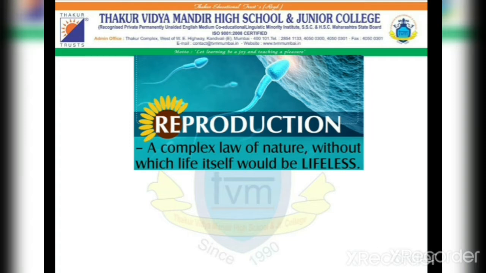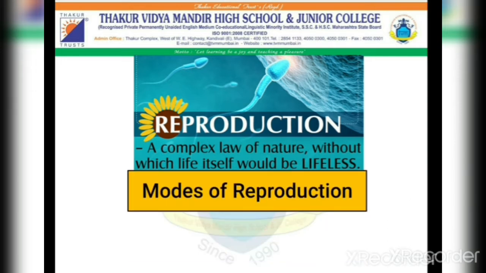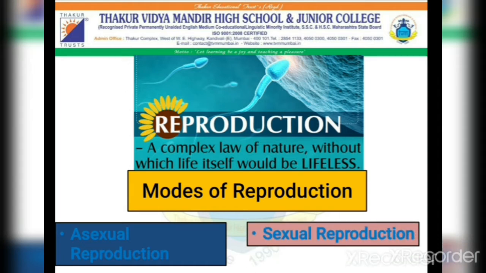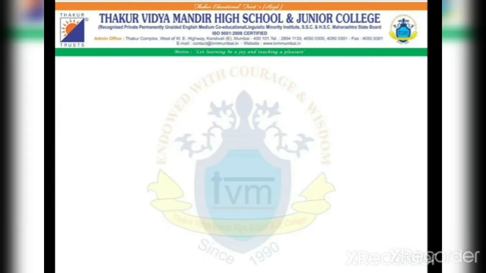And this reproduction is carried out in different ways which are called modes of reproduction. We have these two modes of reproduction which are used in all organisms. First is the asexual mode of reproduction, where there is no involvement of the gametes, and the second is the sexual mode of reproduction, where there is an involvement of the gametes. So students, in this chapter we are going to discuss reproduction carried out by different methods.